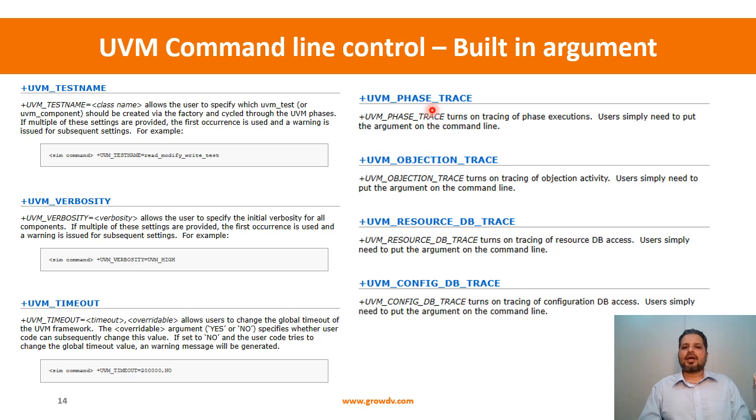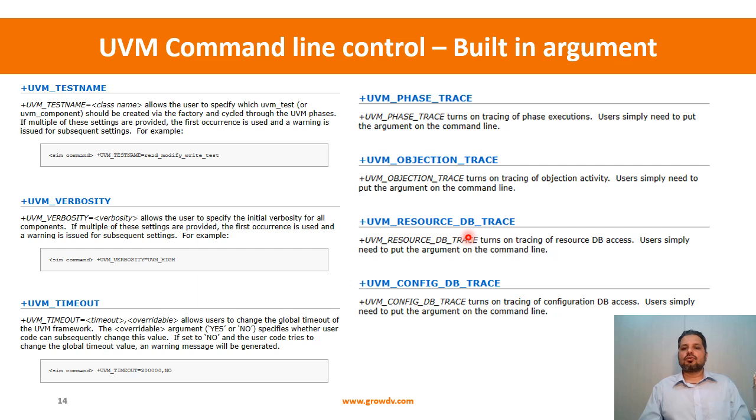And then you can use +UVM_PHASE_TRACE to print all the phase execution. This is something that's useful while debugging. These are some of the control built-in arguments, and these are the debug type of built-in arguments. And then +UVM_OBJECTION_TRACE will print who is raising the objection, who is dropping the objection. All that information will be printed in your simulation log file.